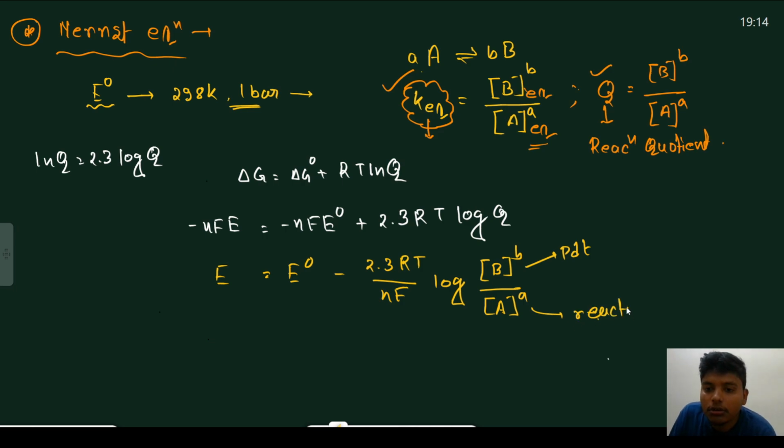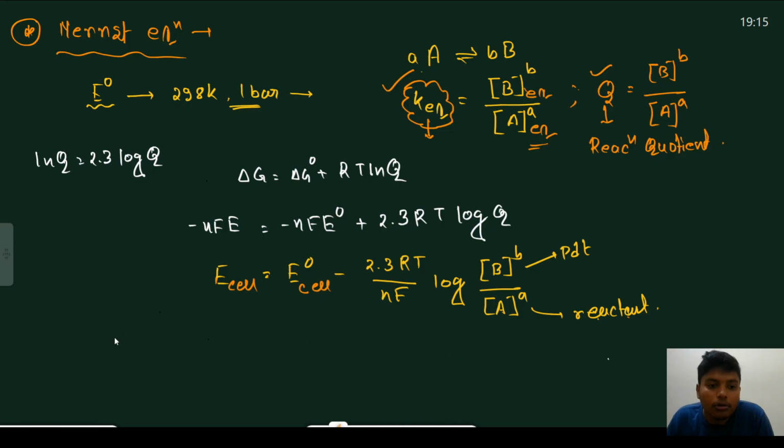Clear? So listen, by seeing a cell, the first thing you have to do is write the cell reaction. If you do that, your 50% work is done. Even by practice, you will see that without writing the cell reaction, you can write this easily. I'll tell how to do it. So E cell, the EMF of the cell, will be equal to E naught cell minus 2.3 RT by NF log this by this. Understood this thing?